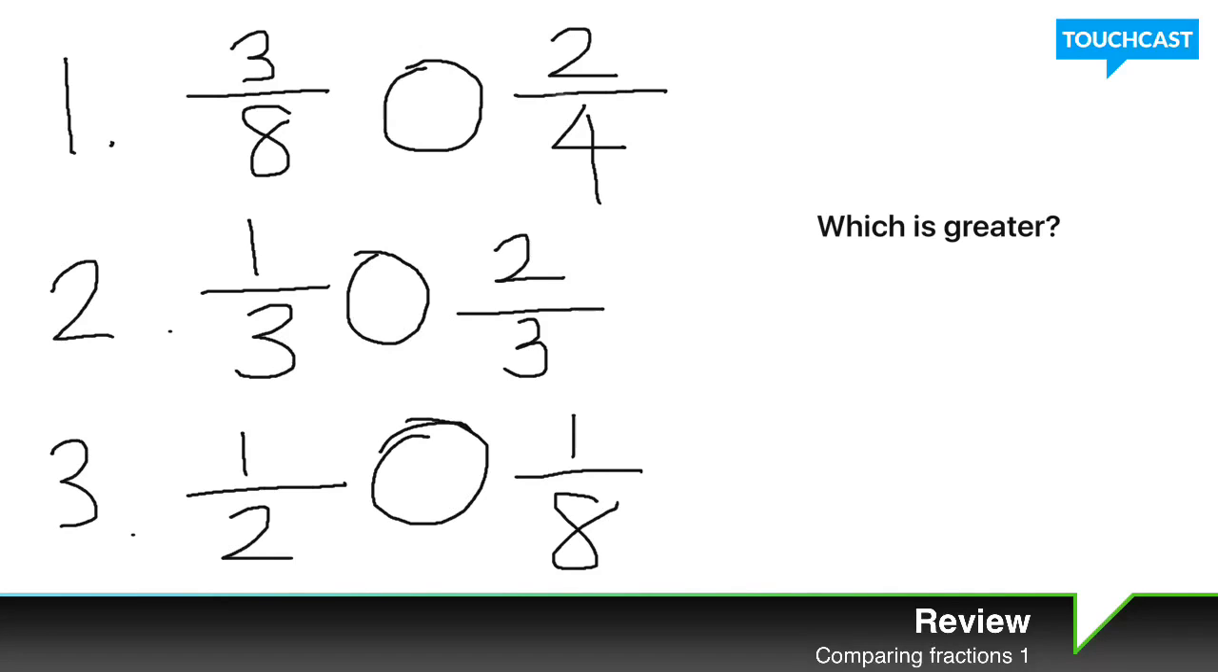All right, we have 3 more examples for you to take a look at. Number 1, 3/8 compared to 2/4. Which one is greater? Number 2, 1/3 compared to 2/3. Which one of those is greater? And number 3, 1/2 compared to 1/8. Which one of those is greater? As you solve these, you need to be using your fraction bars. Go ahead and make sure your bars are very much even. Good luck.